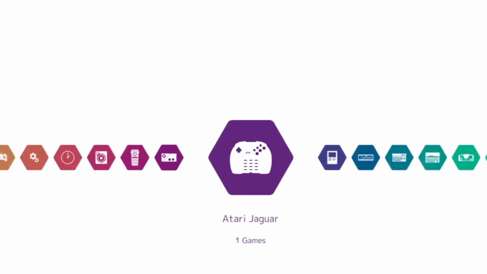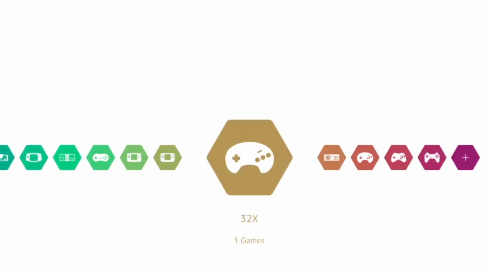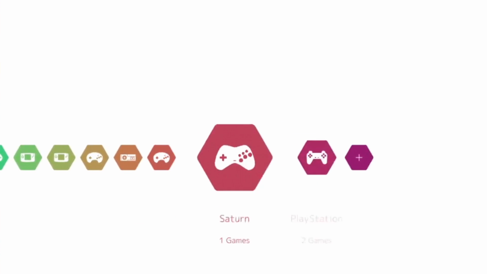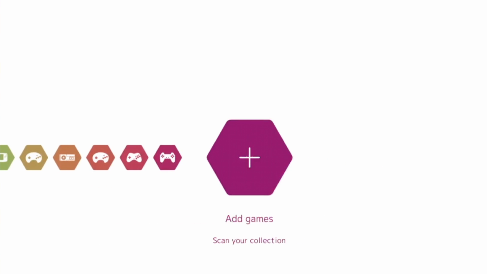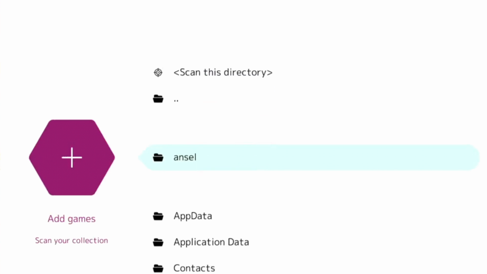Okay, so on your first time booting up Ludo, you're not going to have any of these systems. I'm going to show you very easily how to add your systems. We just go right to the end, and I'm going to press the B button on my Google Stadia controller, add games. From here, we can then search for where our games are.